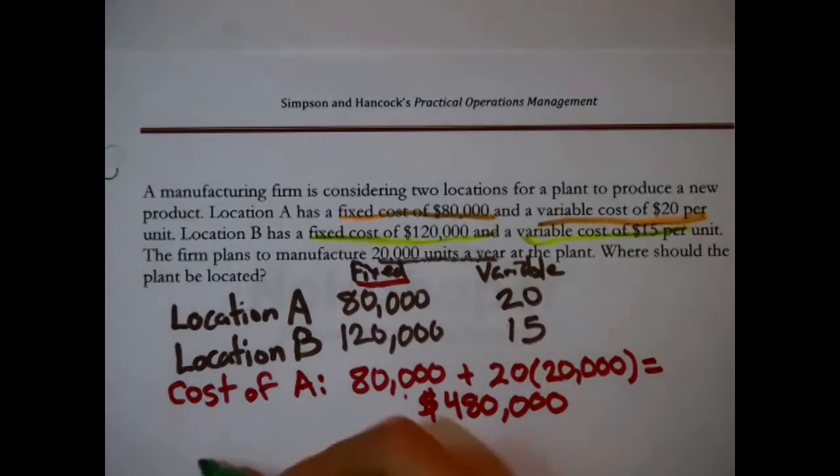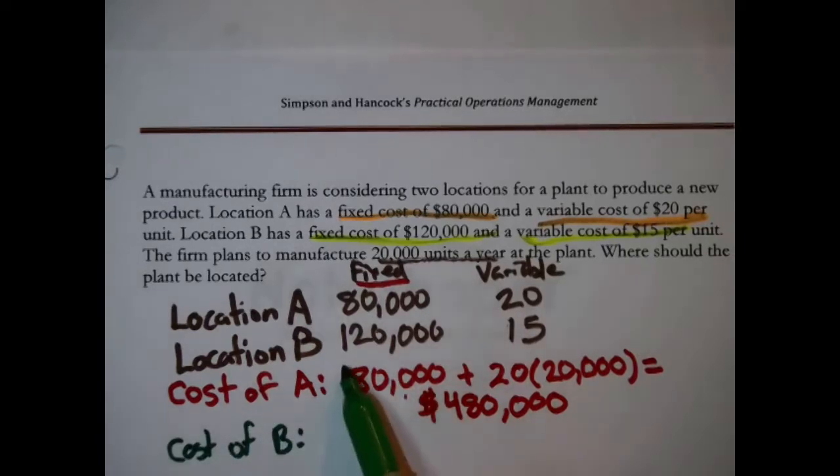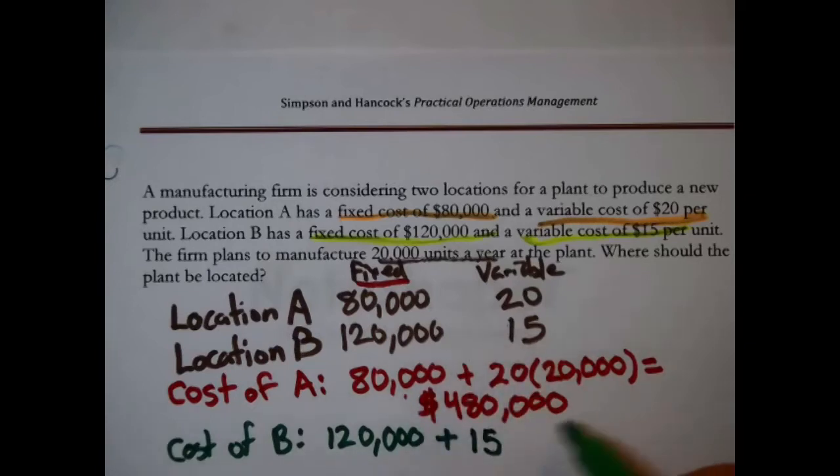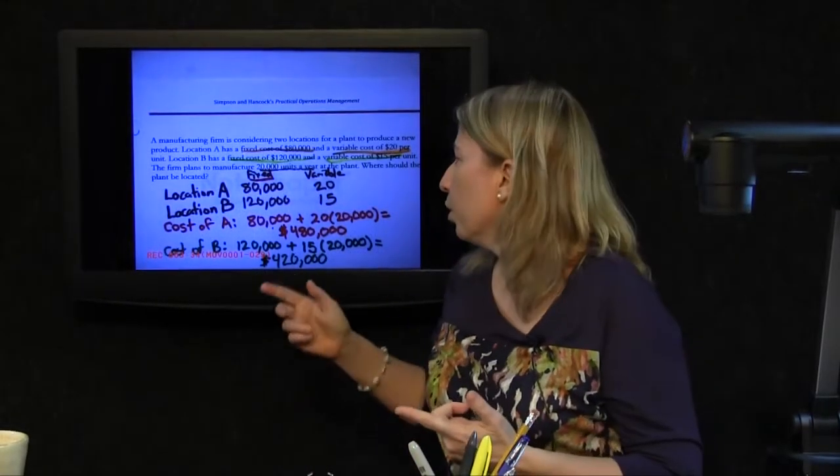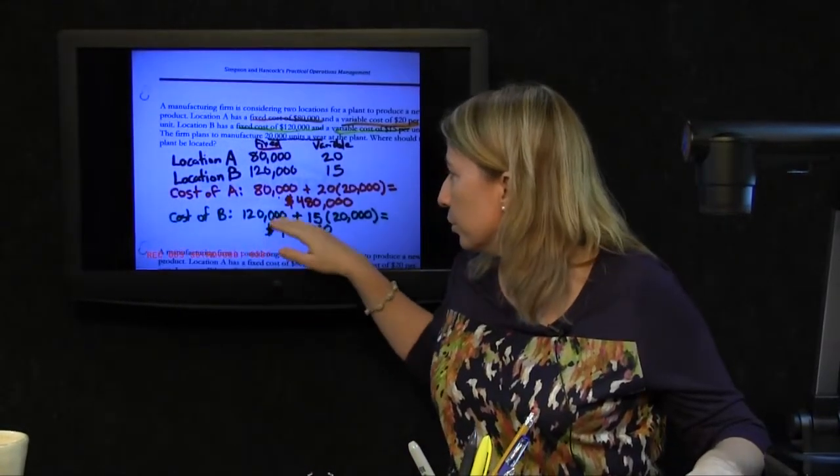Let's just repeat this process for location B. Location B, right from my notes, has the fixed cost of $120,000. So that means you pay that every year regardless of what you do. It has the variable cost, lower than location A, of $15 per unit. What would its overall cost be if it were manufacturing that same 20,000 units? All right, well, I added that up and I got for location B $420,000 annually.